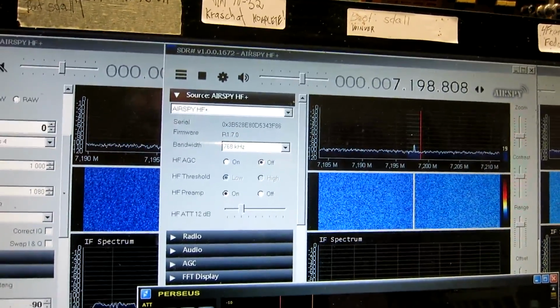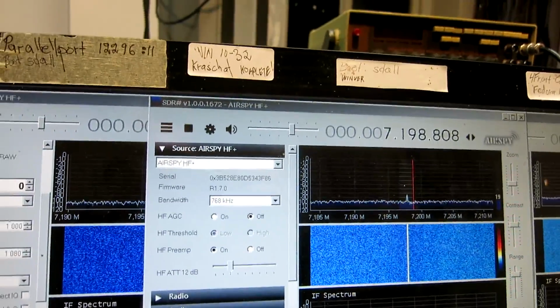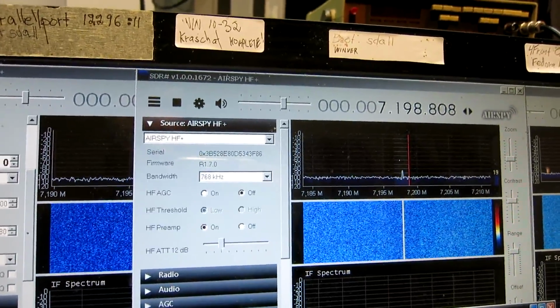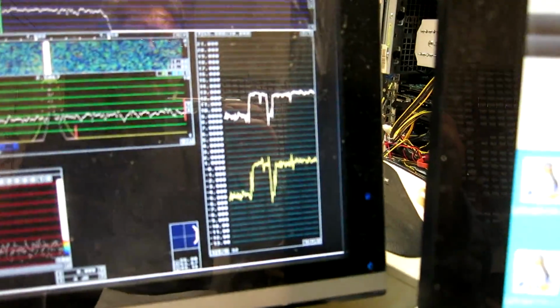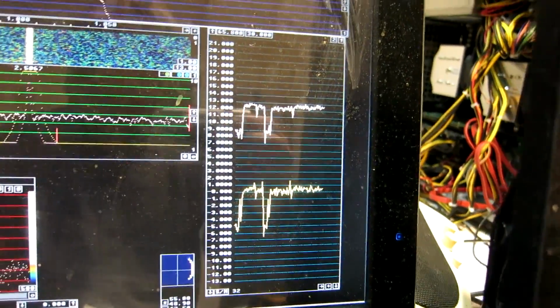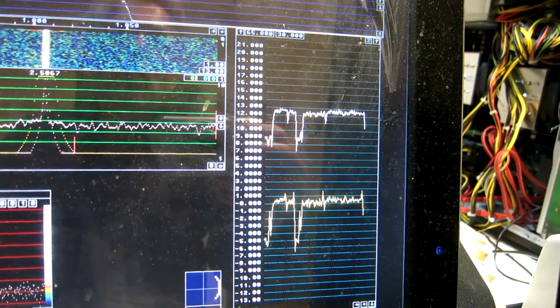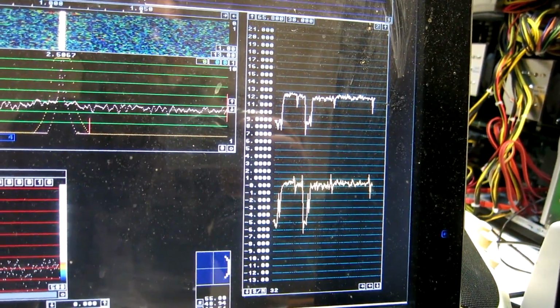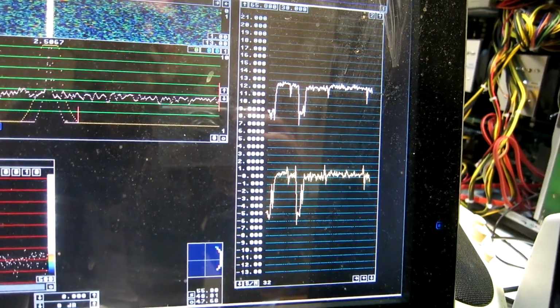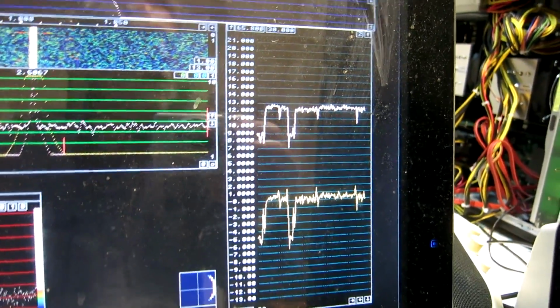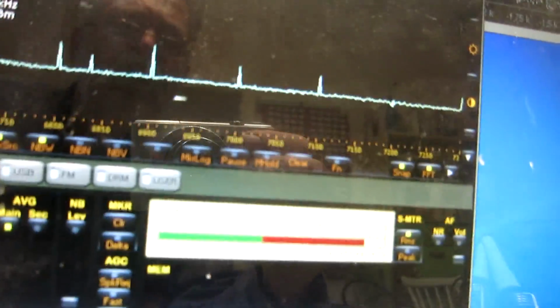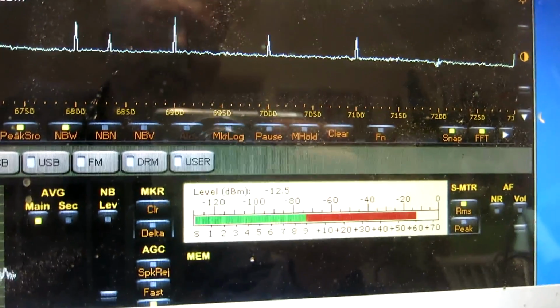So here is the one without HF AGC and without preselector. This is the signal to noise ratio, and I switch on the strong signal, 0.5 megahertz away. And it makes no difference, almost no difference. And the level is minus 12 dBm.